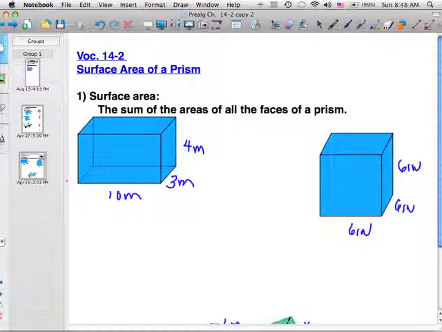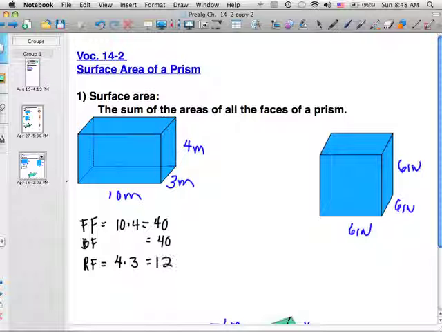So I'll call this first rectangle the front face, and that's 10 by 4, so 10 times 4 is 40, so that's 40 meters squared. And the front face and the back face are the same, so I have another 40. And then I have this right face, which is 4 by 3. Length times width is 12. And then the left face is the same. It's also 12.